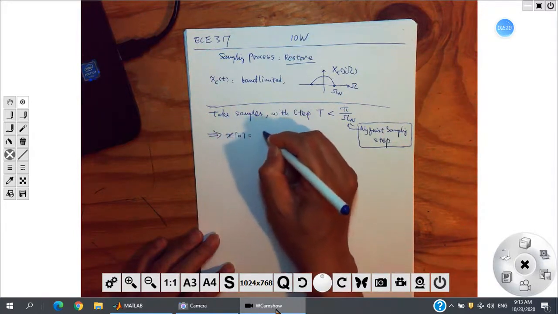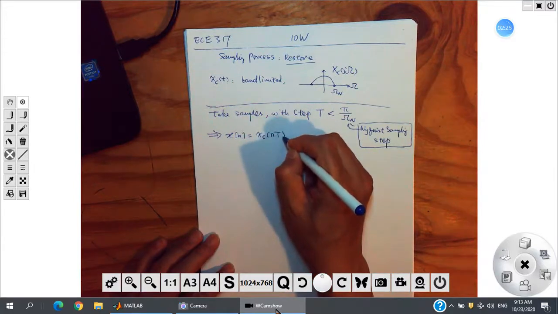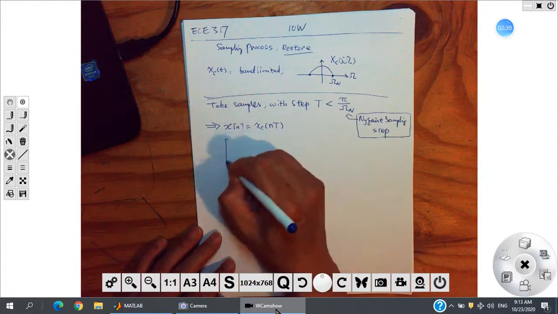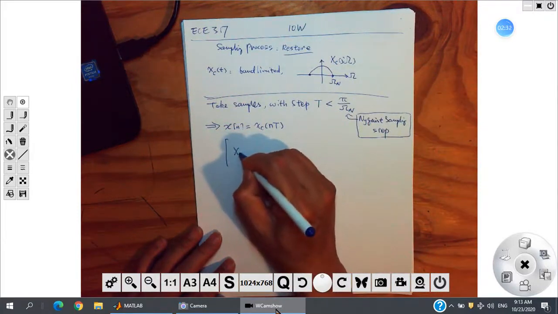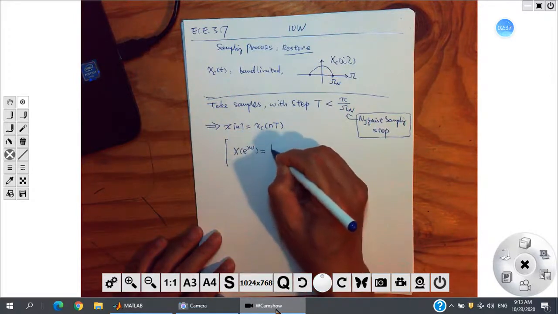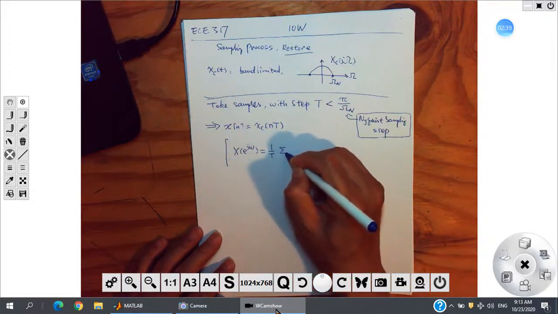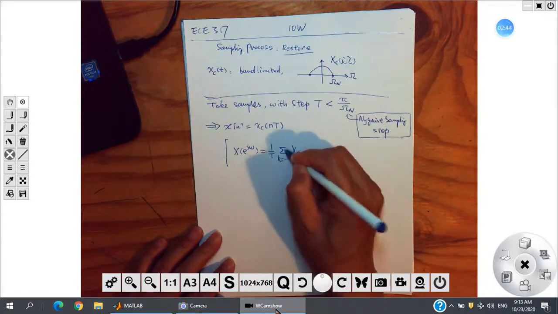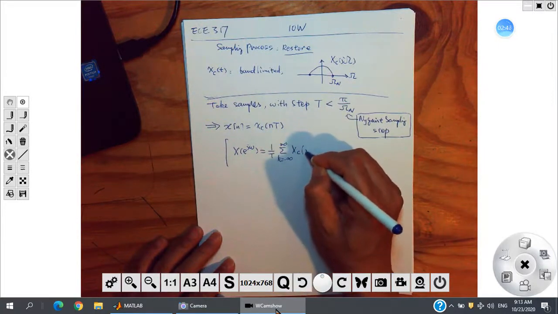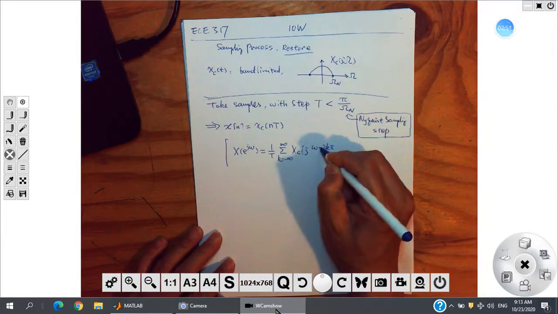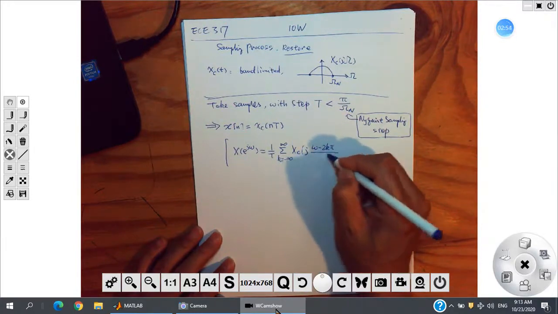It is x_c of t, where t is n times capital T. In the frequency domain we have capital X of e to the j omega. It will be 1 over T, summation of all those x_c, for k running from negative to positive infinity, of j times omega minus 2k pi. If you put the plus here, it will be the same thing, just in reverse order, right?